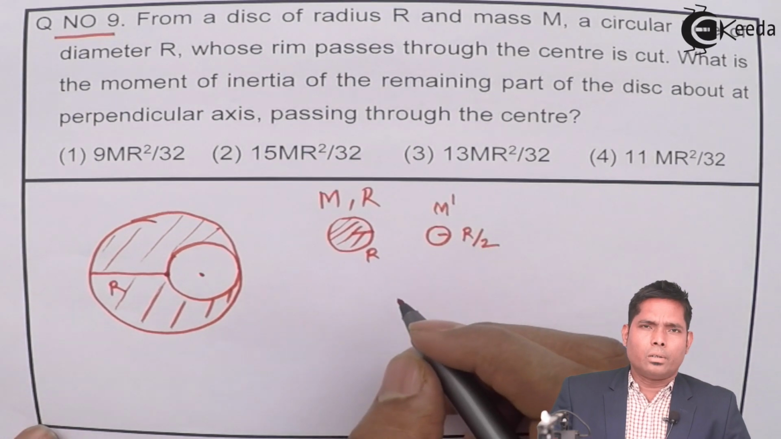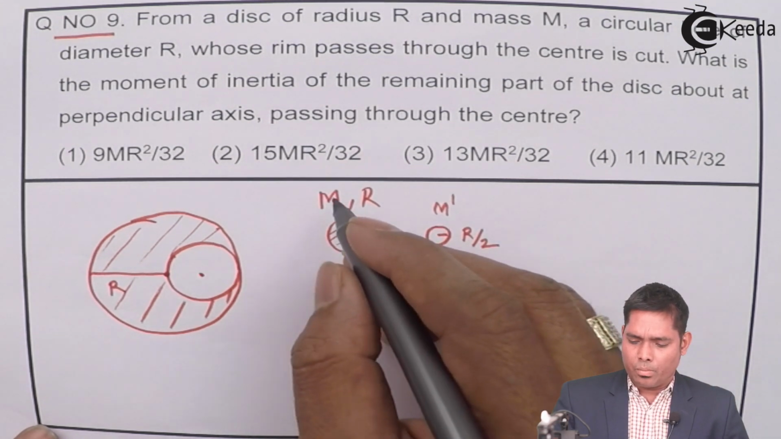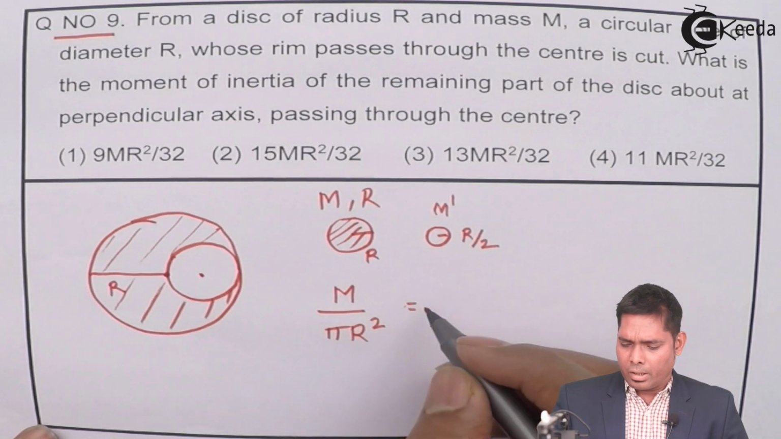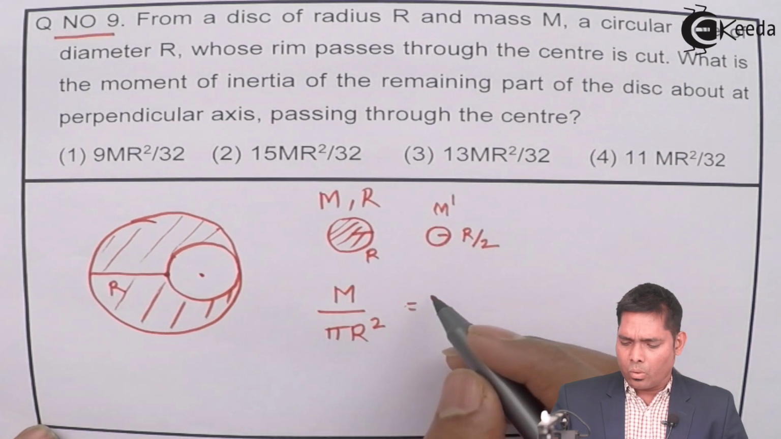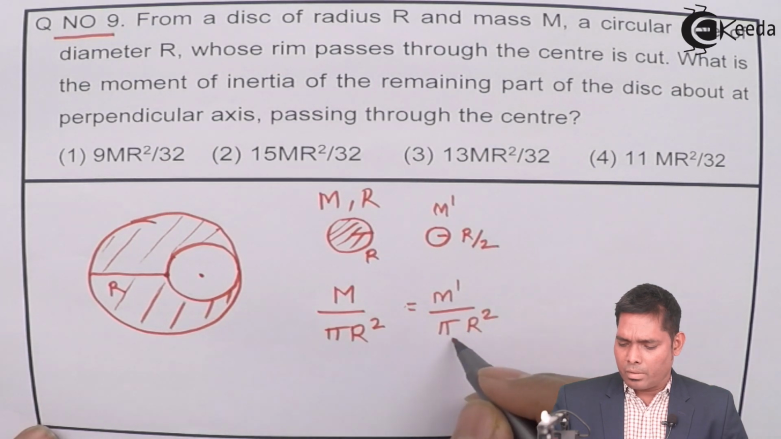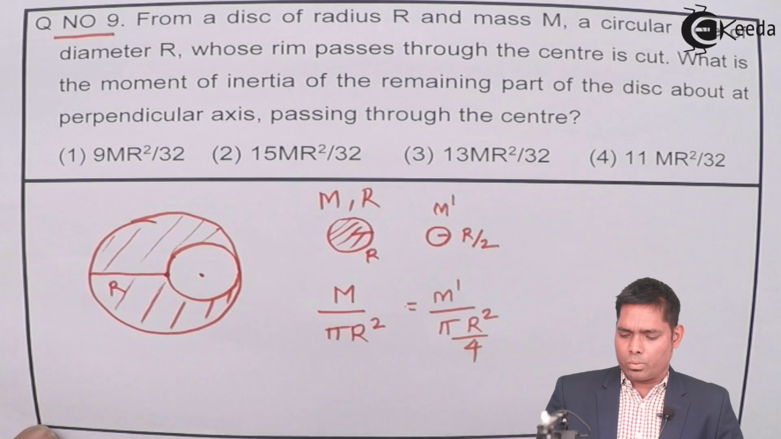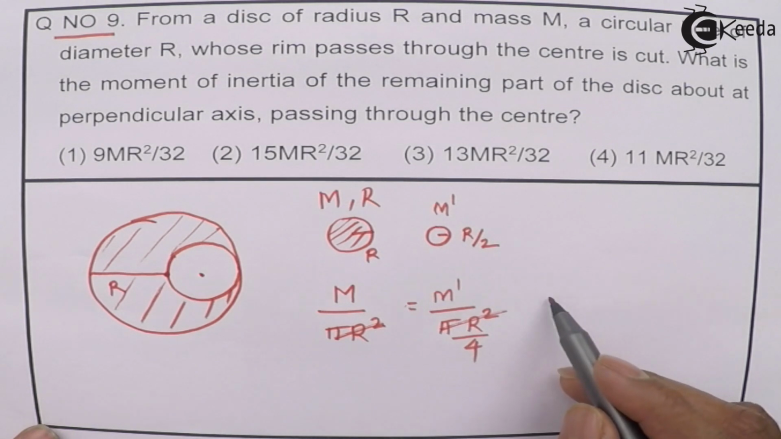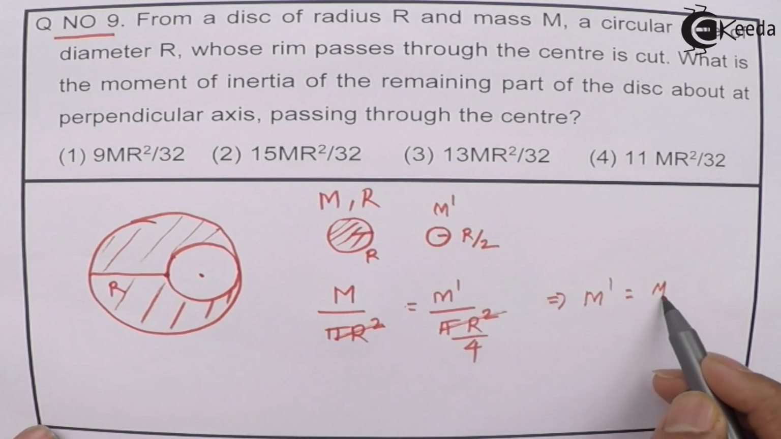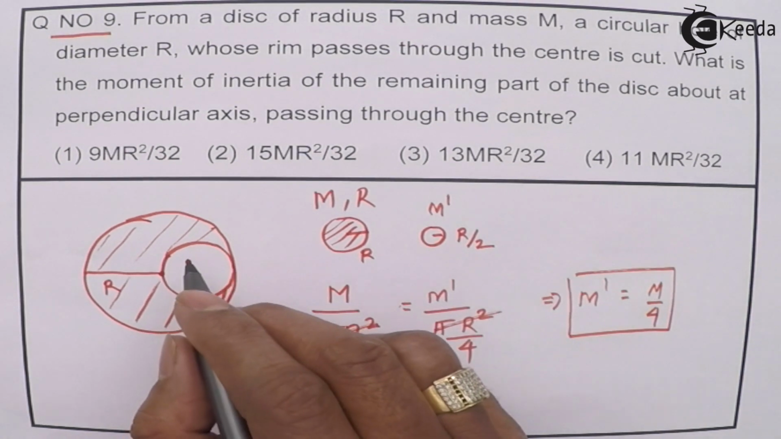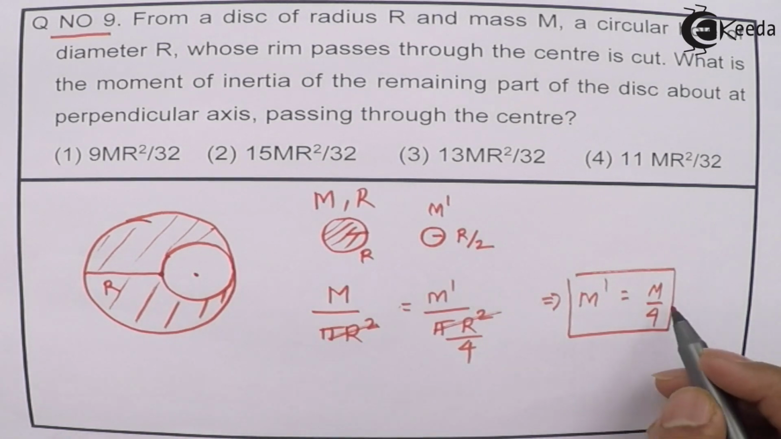Now because the disk is uniform, the mass per area will remain the same. So mass per area of this one will be m divided by pi r square, and for this part of the hole the mass is m dash and the area is pi times r square by 4, because (r by 2) square is r square by 4. So this will cancel, this 4 will come up and go down. This implies m prime is m divided by 4. This is the mass of the smaller disk which is removed, it is m by 4.